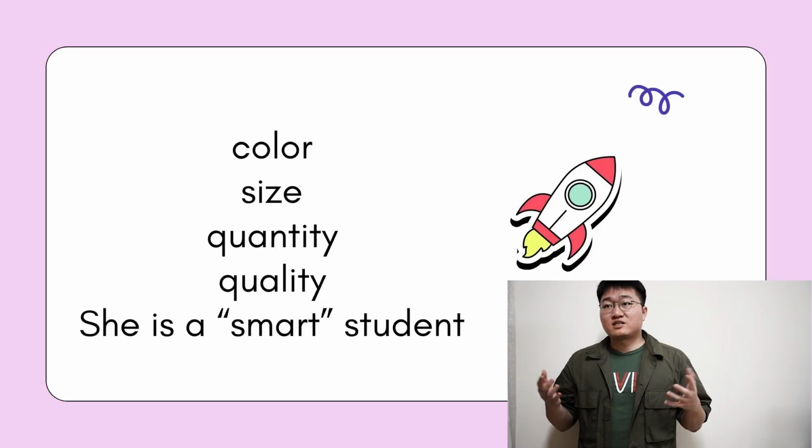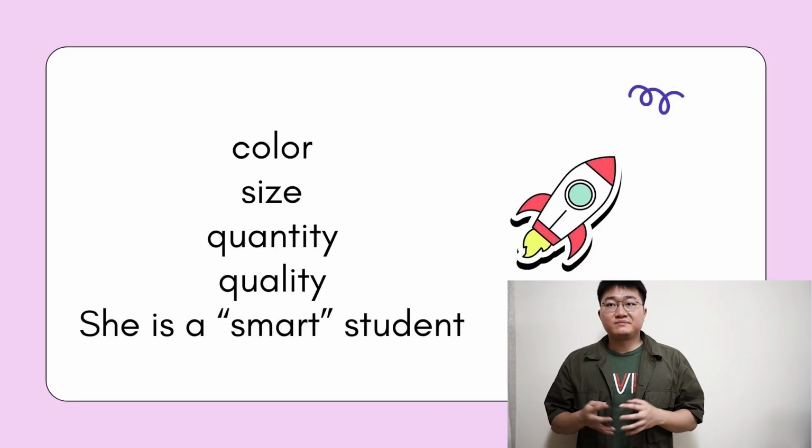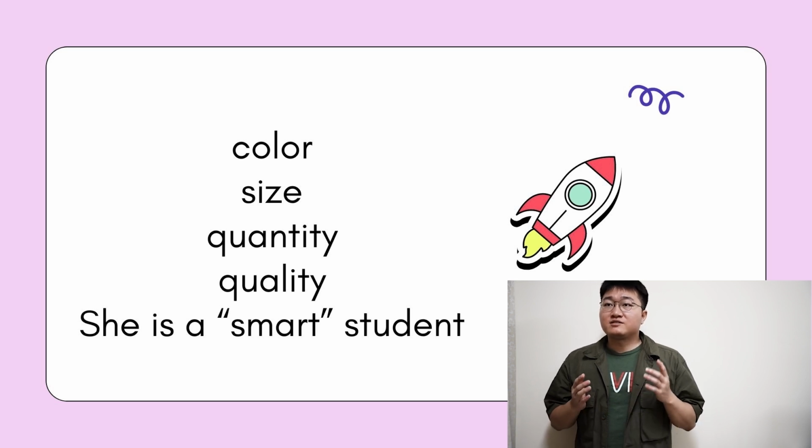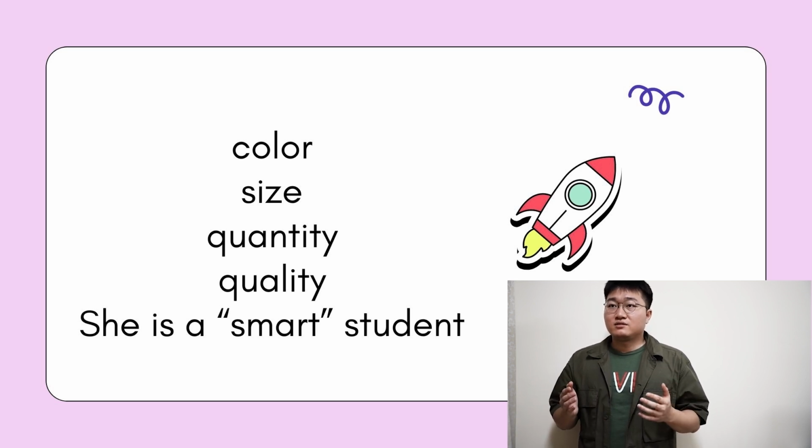What is an adjective? An adjective is a word that describes a noun or a pronoun. Adjectives give us more information about the noun or pronoun, such as the color, size, quantity, or quality. For example, in the sentence, she is a smart student, the word smart is an adjective that describes the student.